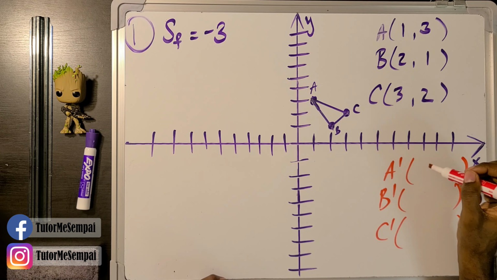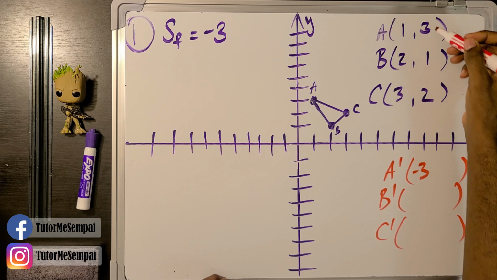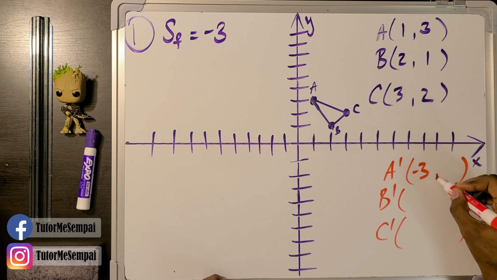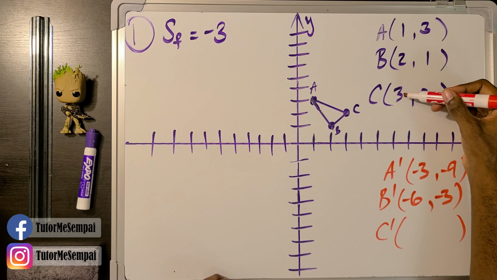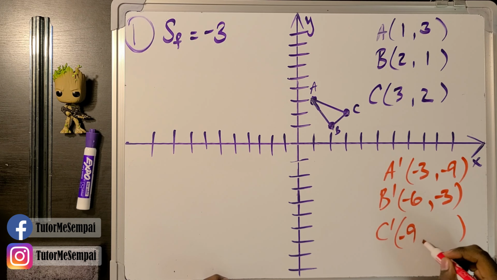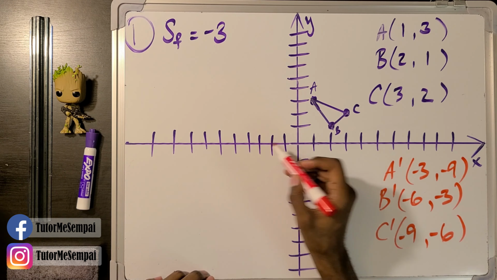So what's -3 times 1? That's going to be a -3. And a -3 times 3 is going to be a -9. How about a -3 times 2? That's going to be a -6. -3 times 1, -3. -3 times 3, -9, and -3 times 2, -6. So let's plot all 3 of these points and see what type of transformation we are looking at.